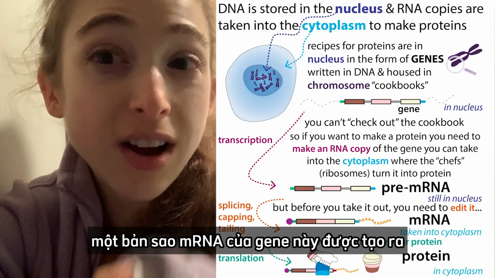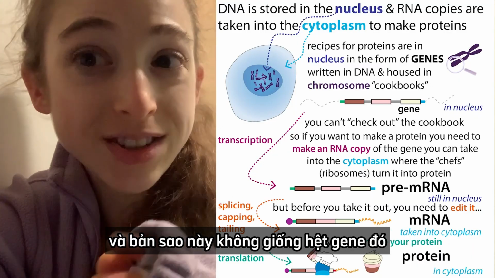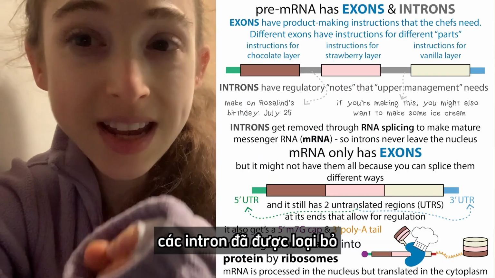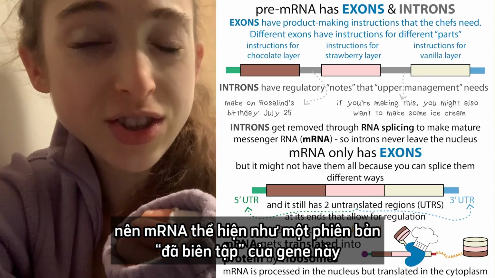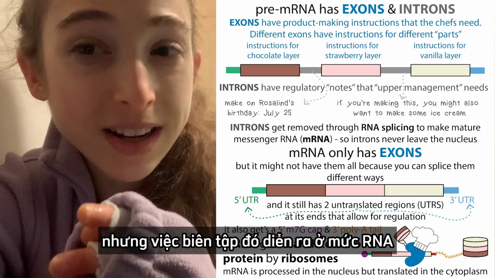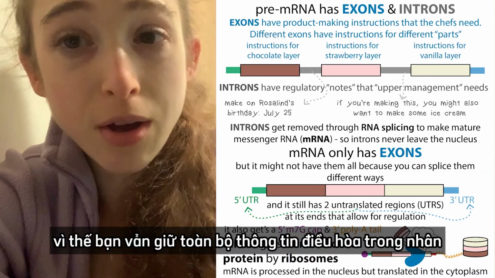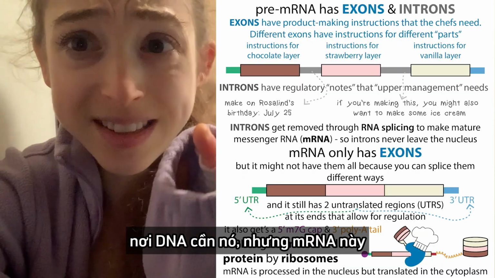A messenger RNA copy of this gene is made, and this copy is not identical to that gene because this mRNA has the regulatory information, the introns, taken out. So the mRNA represents like an edited version of this gene, but that editing is happening at the RNA level, so it's not messing with that original gene. So you still have all that regulatory information in the nucleus and stuff where the DNA needs it.